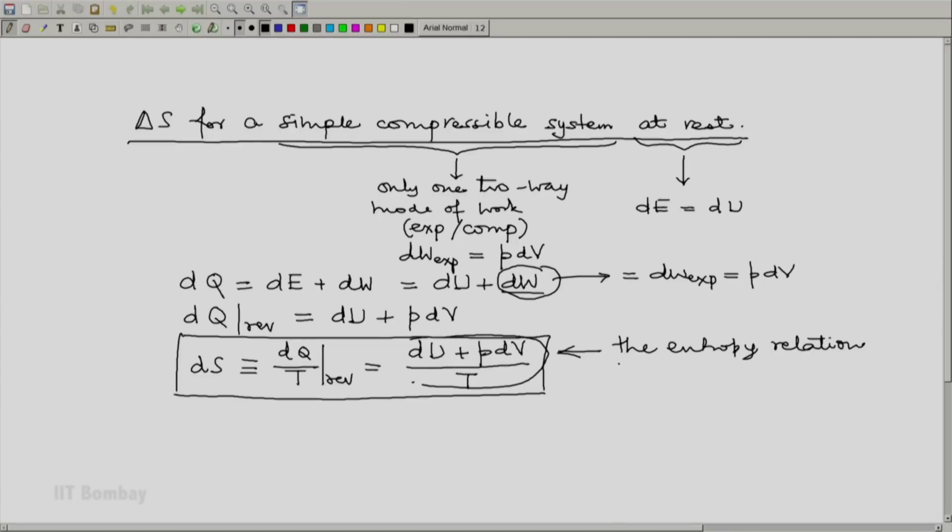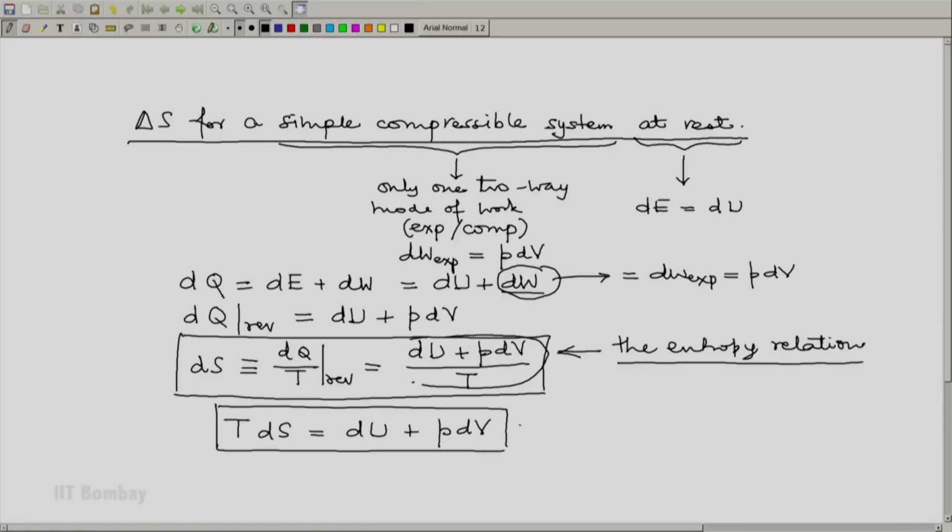This is known as the entropy relation, and if I multiply both sides of this equation by T, we will get Tds is dU plus pdV, and this equation is known as the basic property relation, again for a simple compressible system at rest.